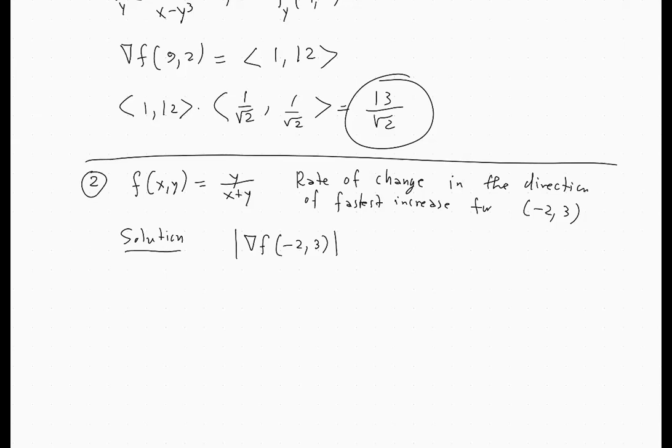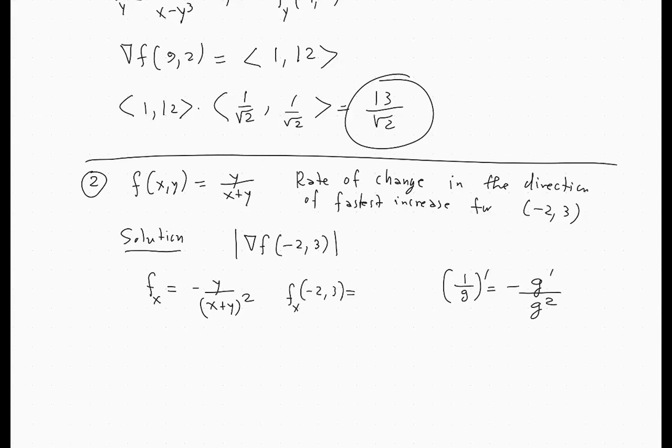To compute the gradient, we need again to compute the partial derivatives. So the partial derivative with respect to x is -y over (x plus y) squared. You can use the quotient rule for this, but what I like to think of here is that the derivative of 1 over g is the same thing as minus g prime over g squared. That's according to the chain rule, if you will. And that's what I just used here. And f sub x at (-2, 3) is equal to -3.